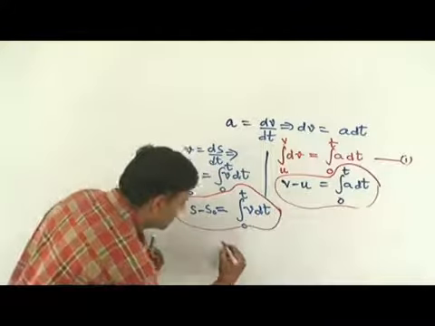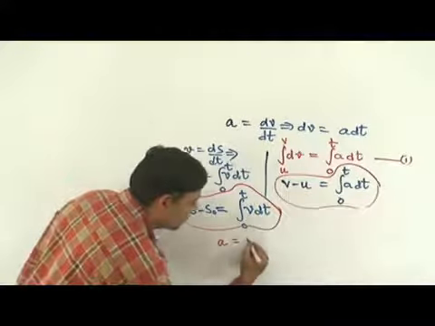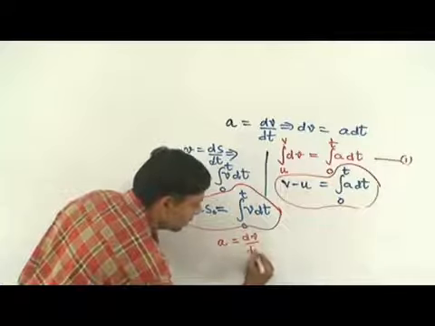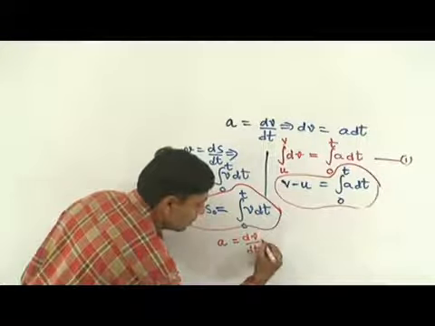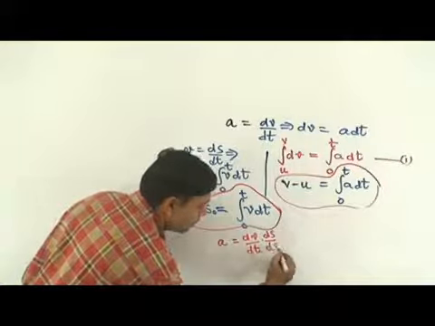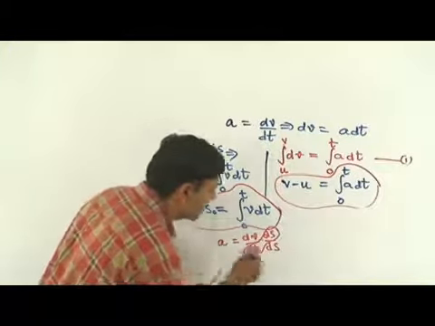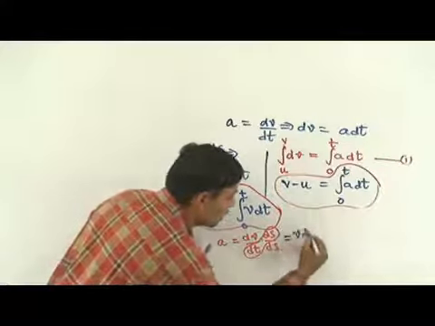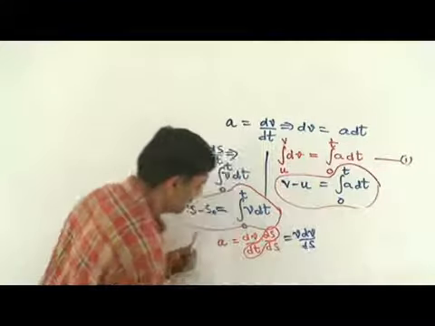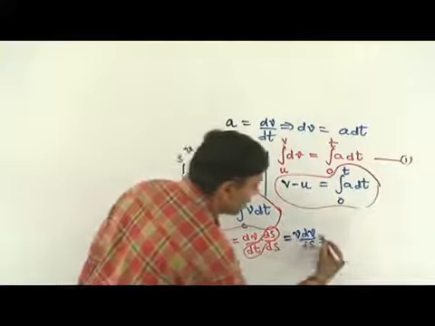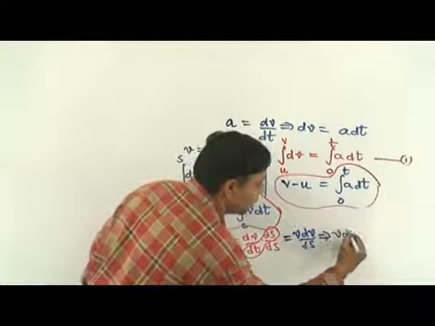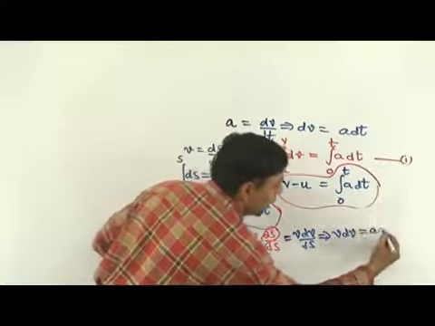Now acceleration can also be written as dv by dt. Multiply by ds and divide by ds. This ds by dt can be replaced by v. So this becomes v dv by ds. Cross multiplying, we get v dv is equal to a ds.